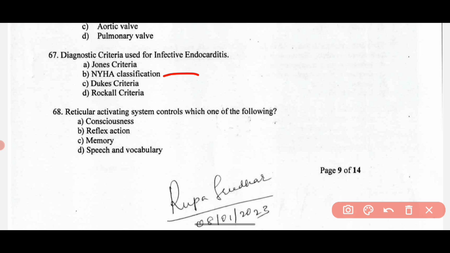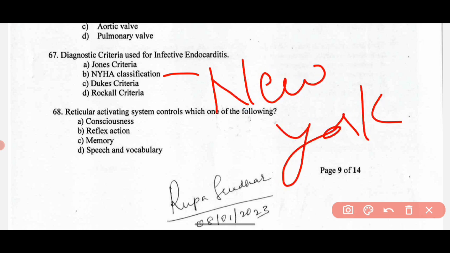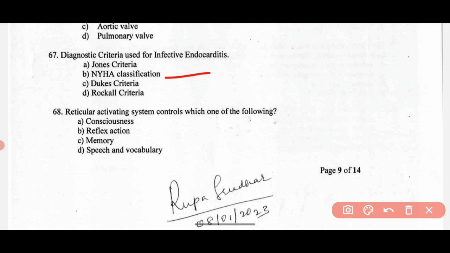The full form of NYHA is New York Heart Association classification. So what they will do here is see the classification of severity of the heart disease. Severity of the heart disease will be seen in the NYHA classification. The next one is Duke's criteria. What is Duke's criteria? It is the diagnostic criteria used for infective endocarditis. Minor criteria and major criteria are there. We will be discussing that later. At present, the diagnostic criteria used for infective endocarditis is option C, that is Duke's criteria.